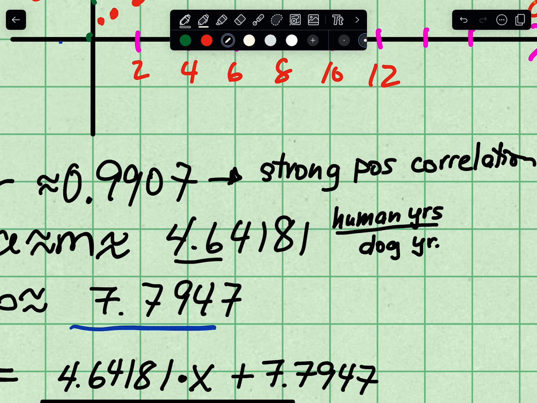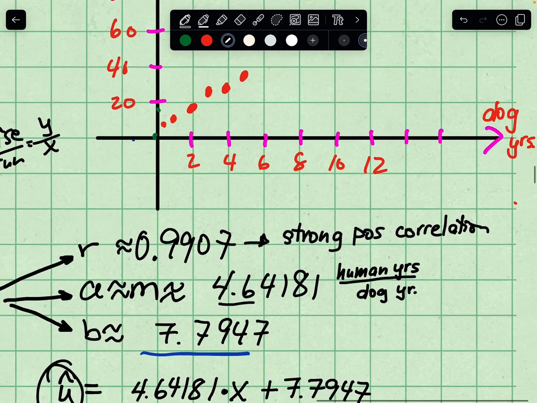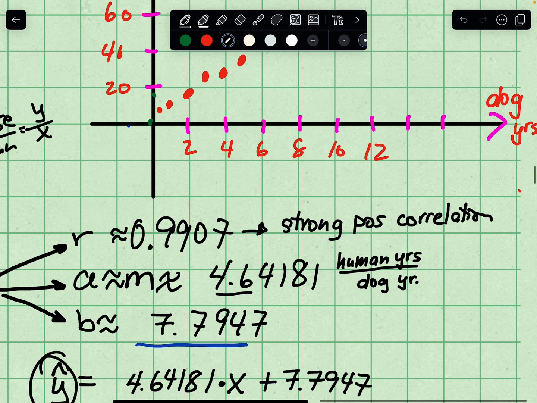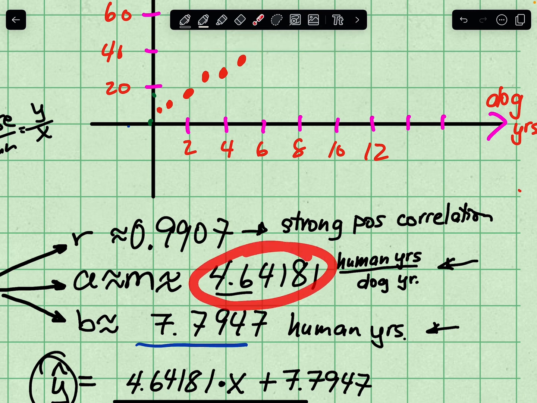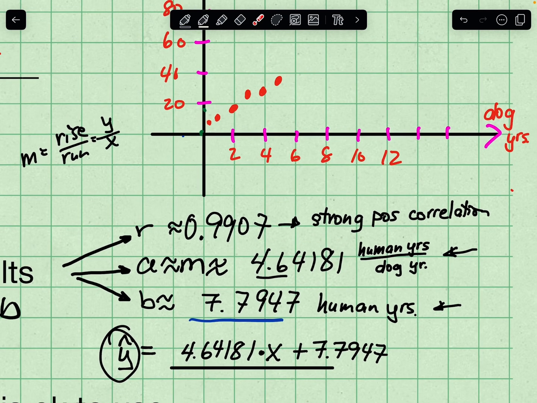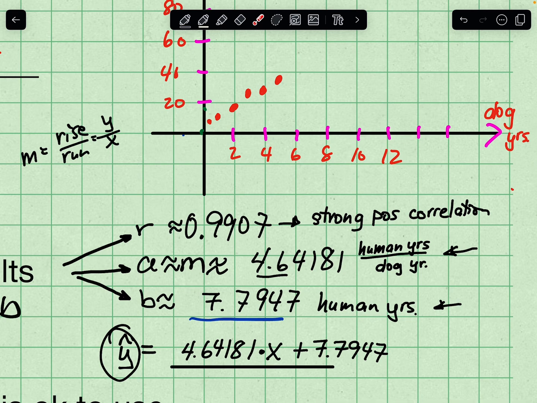And the y-intercept, 7.7947, is where we cross the y-axis. So this is, on the vertical scale, human years. Of these numbers, this last one is kind of the least useful. It doesn't really make sense if you think about it. But the slope is fairly interesting and something we can talk about. Every 5 human years, or like 4.5 human years, is equivalent to 1 dog year.